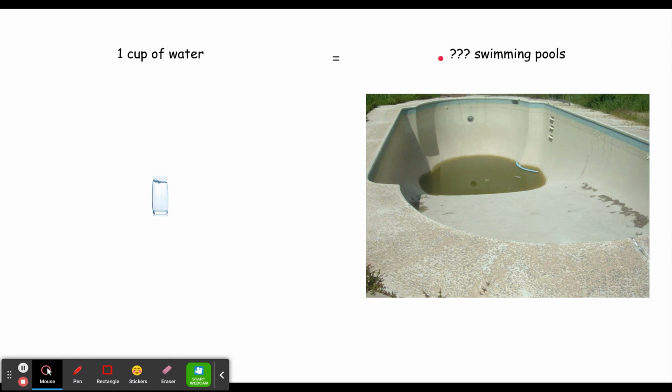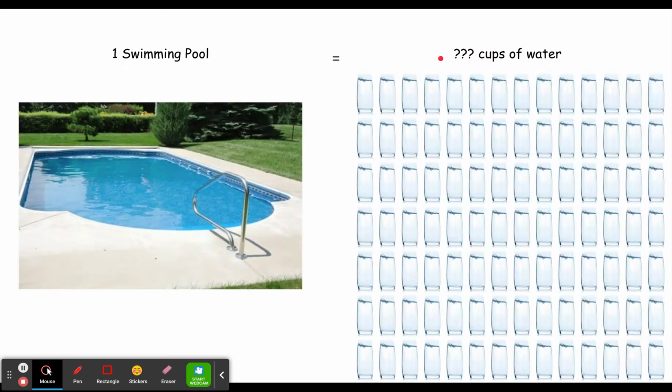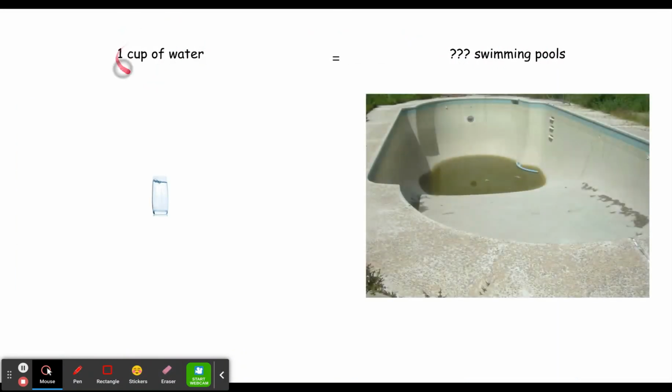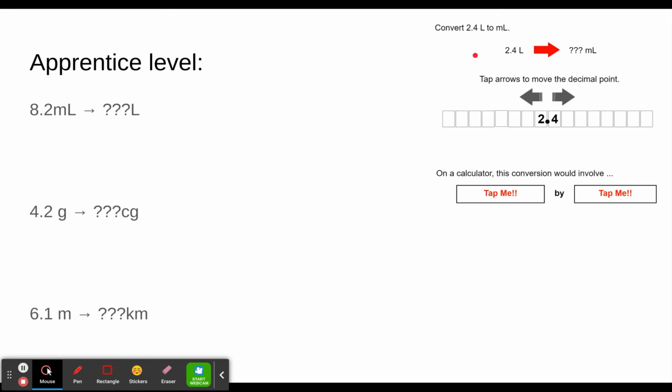So that's the idea I want to make sure you get as we go through to the next levels. If you've got a big unit and you're going to a small unit, there should be a lot more of them. If you've got a small unit and you're going to a big unit, then there's going to be a much smaller amount of them. All right, let's get to the first level, apprentice level.